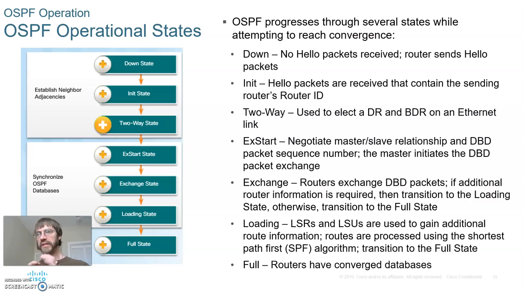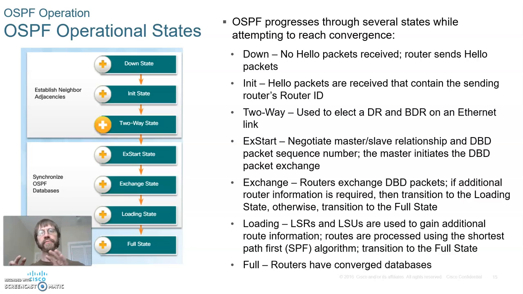In the two-way state, routers which are on an Ethernet link are in the process of electing a DR and a BDR. It is okay for them to be stuck in the two-way state for a little while. So the first three states are down, init, and two-way. And two-way, however, only happens if it is a DR BDR situation.